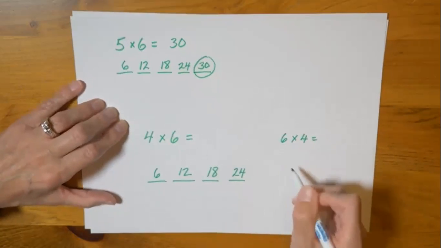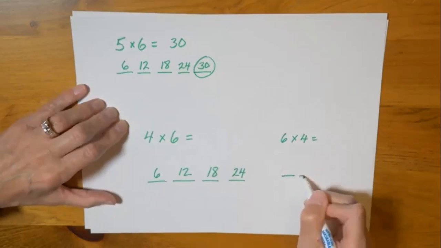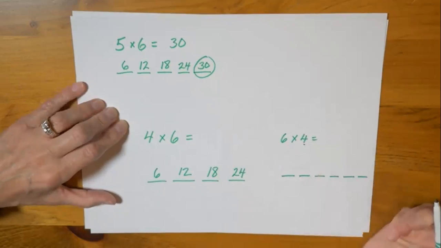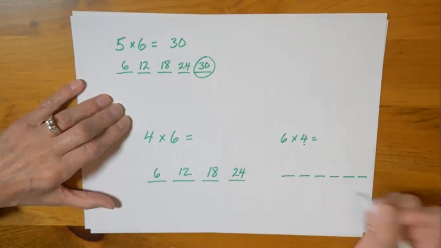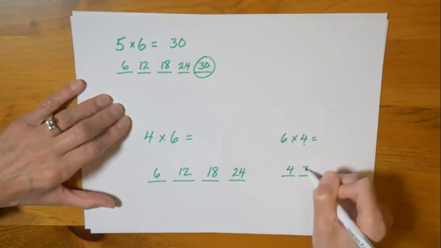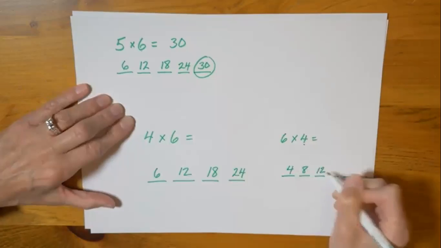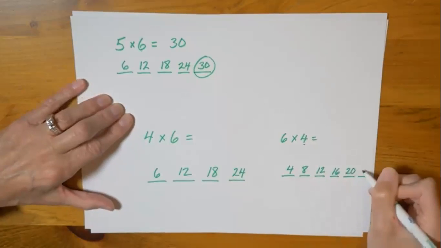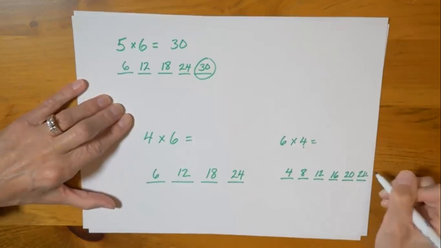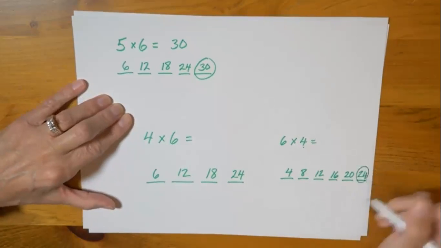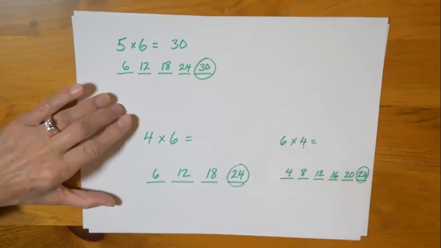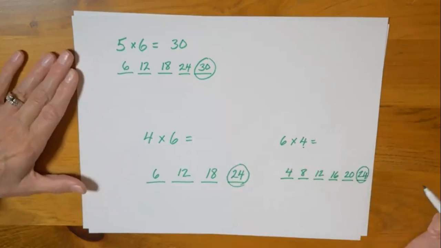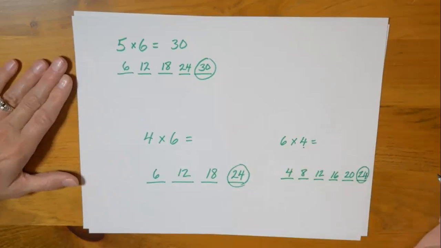but I'd have to give myself 6 spaces. 1, 2, 3, 4, 5, 6. And this time I'd be skip counting by 4s. And it would look like this. 4, 8, 12, 16, 20, 24. Remember, the last one is always your answer. So that's how you can solve using skip counting. So we're going to try this out today.